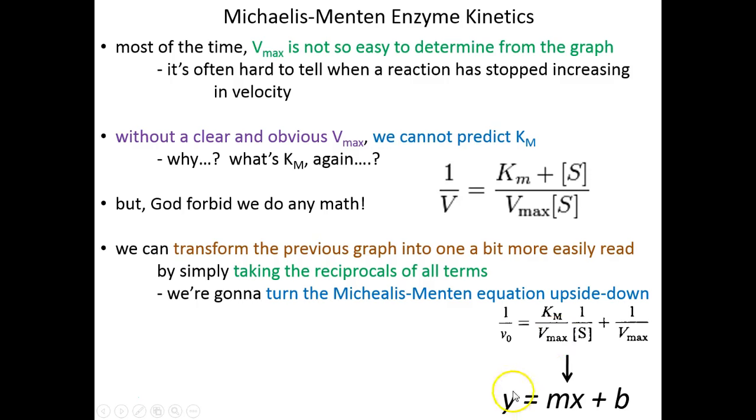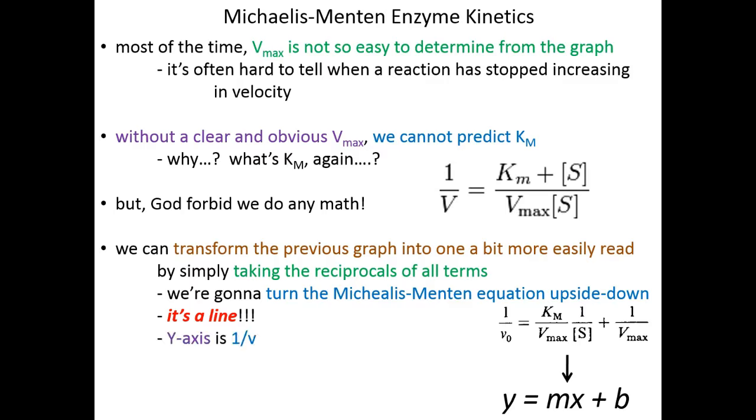In other words, our y coordinates are 1 over velocities, or the reciprocal of velocities. The slope of the line we'll generate is Km over Vmax. Our x coordinates are 1 over substrate concentrations, or the reciprocal of substrate concentrations. And our y-intercept is 1 over Vmax. So we have turned an indecipherable curve into a very easy to interpret line.